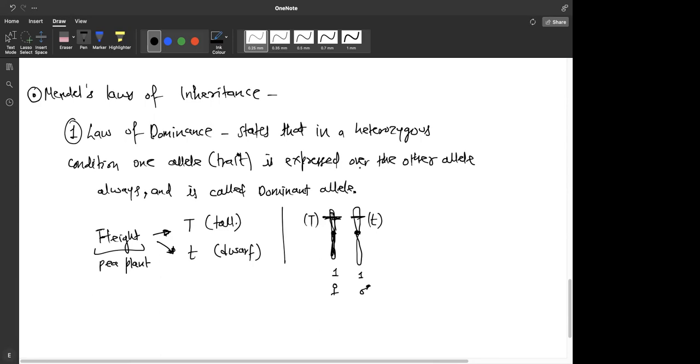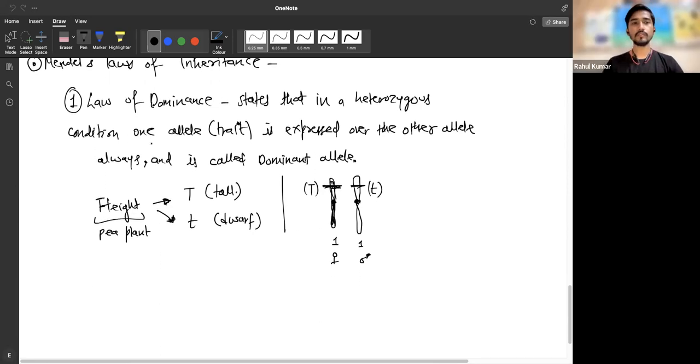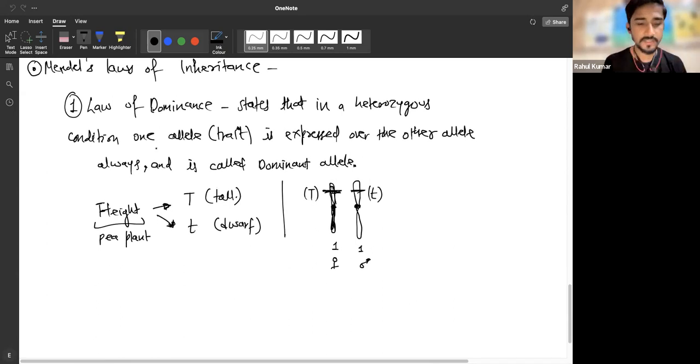That's why only one got expressed over the other when they were present together. So this was law of dominance. When Mendel did his experiments, he knew nothing about alleles, genes, or chromosomes. That came later. Mendel was very early in the 19th century.